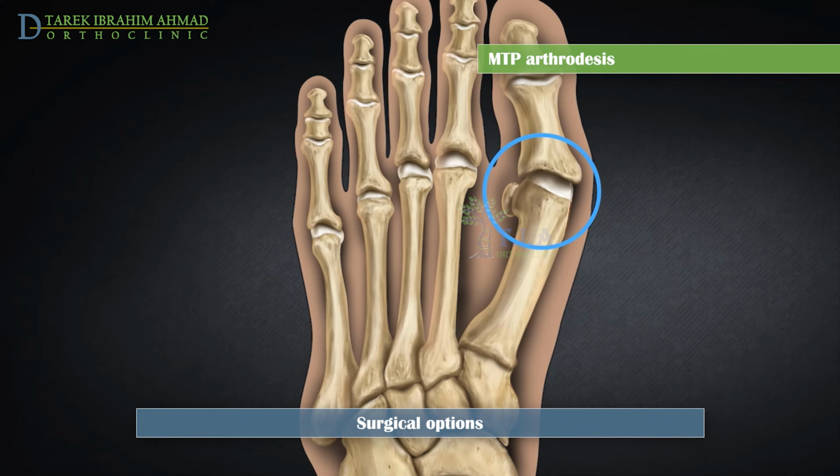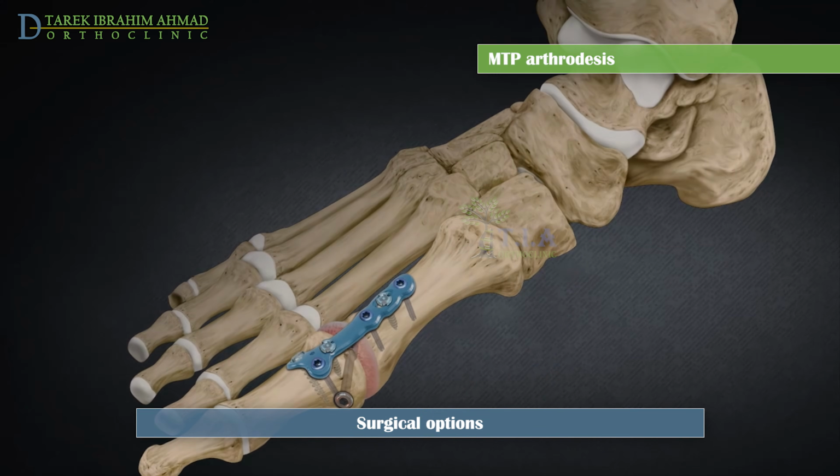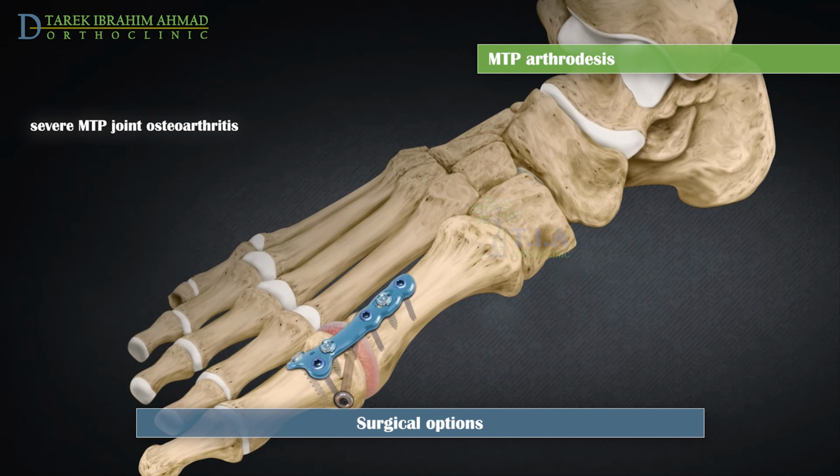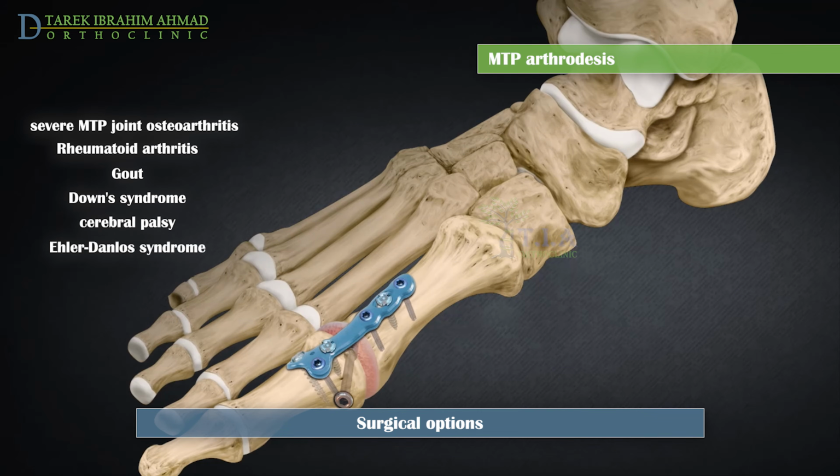Metatarsophalangeal joint arthrodesis. The surgeon fuses the proximal phalanx and the first metatarsal by removing the MTP joint surfaces, then stabilizes the bones with screws and plate. This procedure is used for severe MTP osteoarthritis, rheumatoid arthritis, gout, Down syndrome, cerebral palsy, and Ehlers-Danlos.